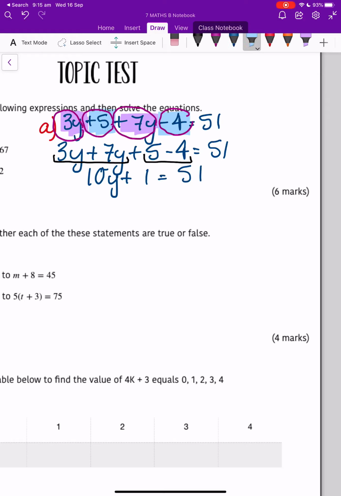Now I have an equation similar to what I've been working out in the other questions, and my idea is to get that y by itself. We have an inside layer and an outside layer, and when we remove those 2 layers, we'll get the y by itself. So we're going to subtract 1 from both sides. That gives us 10y equals 50. y is being multiplied by 10, so let's divide both sides by 10. And then y just equals 5, and that's your final answer.